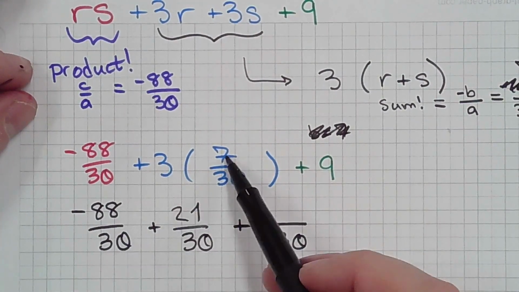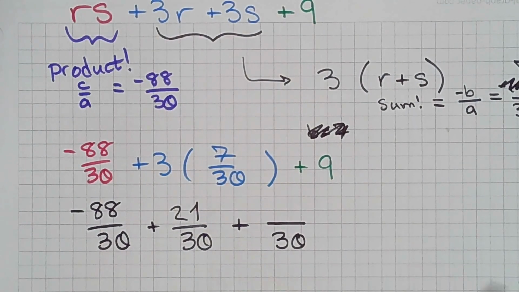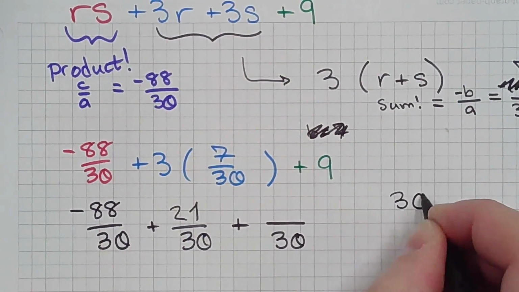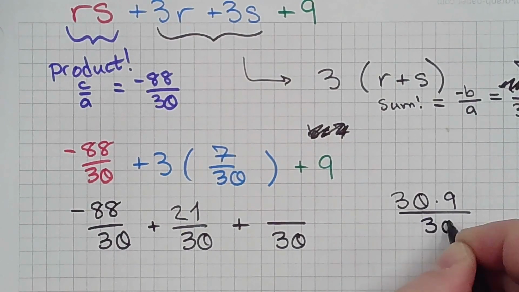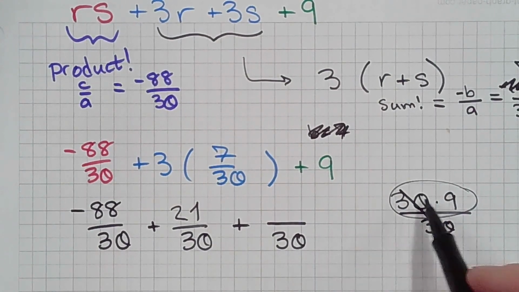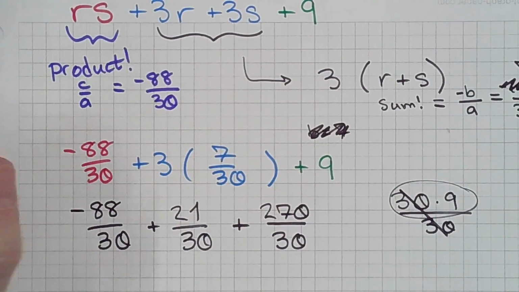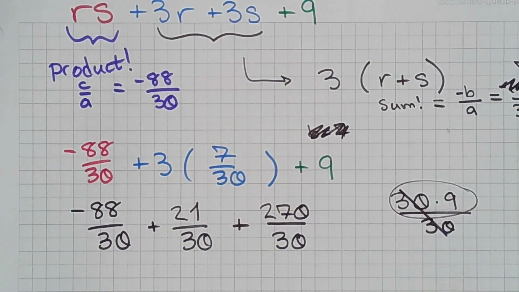So I multiplied that 3 times 7 and left it as 21 over 30, so they'd all have the same denominator. And of course I need 30ths here. Well, if you think about it, if the top were this, I'd get 9, right? So the top must be 30 times 9 if it's still going to be 9. So what is 30 times 9? It's 270. That's how many 30ths are in 9. If you divide this, you still get 9.